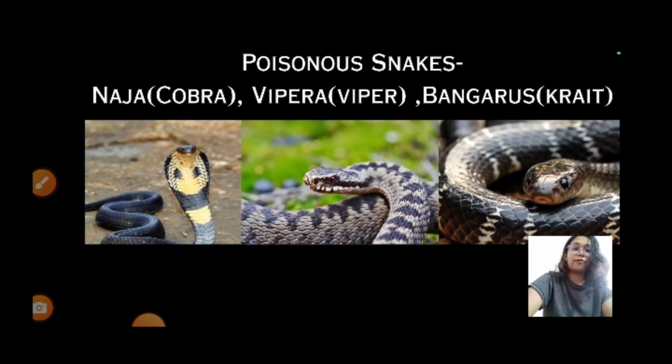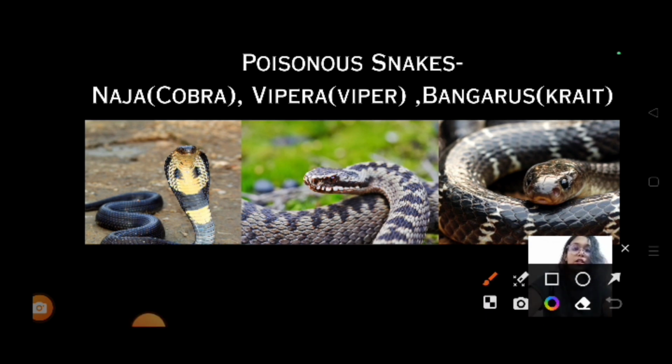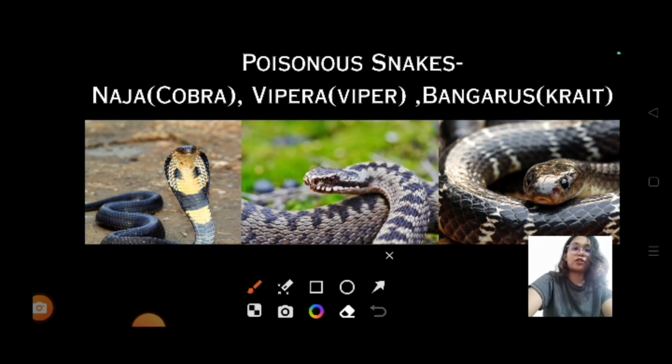So these are a few pictures I have shown you, pictures of some poisonous snakes. Cobra, this is a cobra, this is a viper, this is a krait. The snakes also fall under the class reptiles. Is it clear?